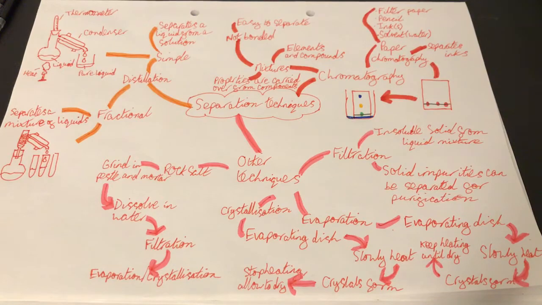Today we're going to be looking at separation techniques, which is the second part of the atomic structure and periodic table topic for chemistry GCSE. So let's get started. Before we can start, we need to talk about mixtures.